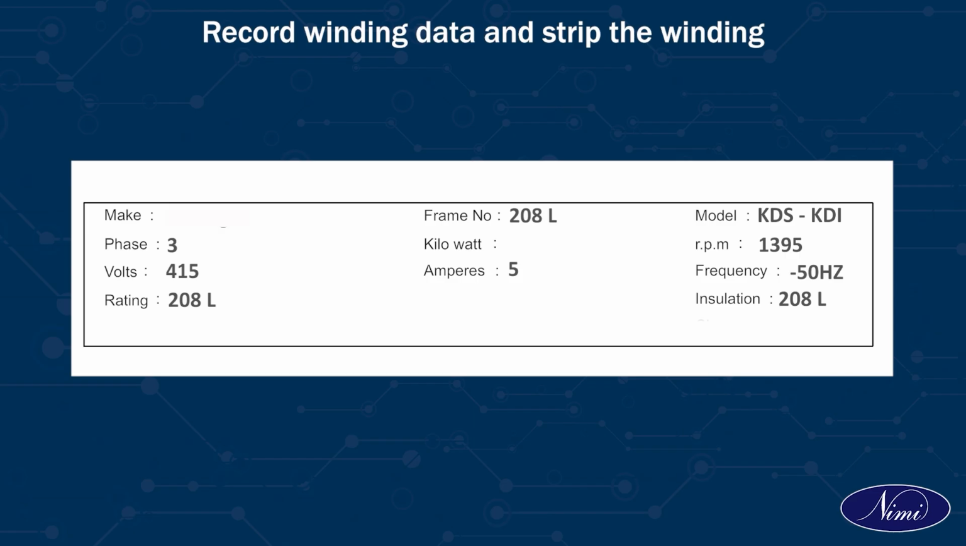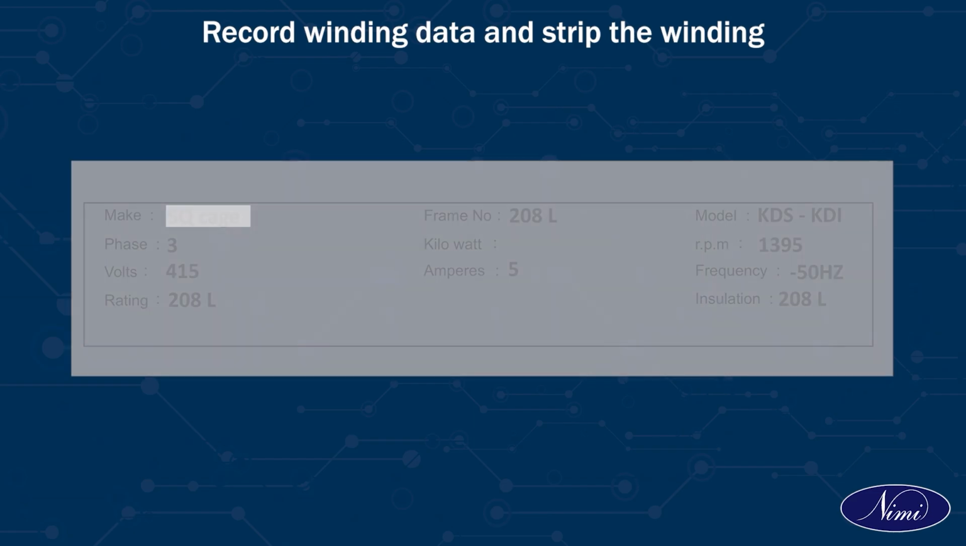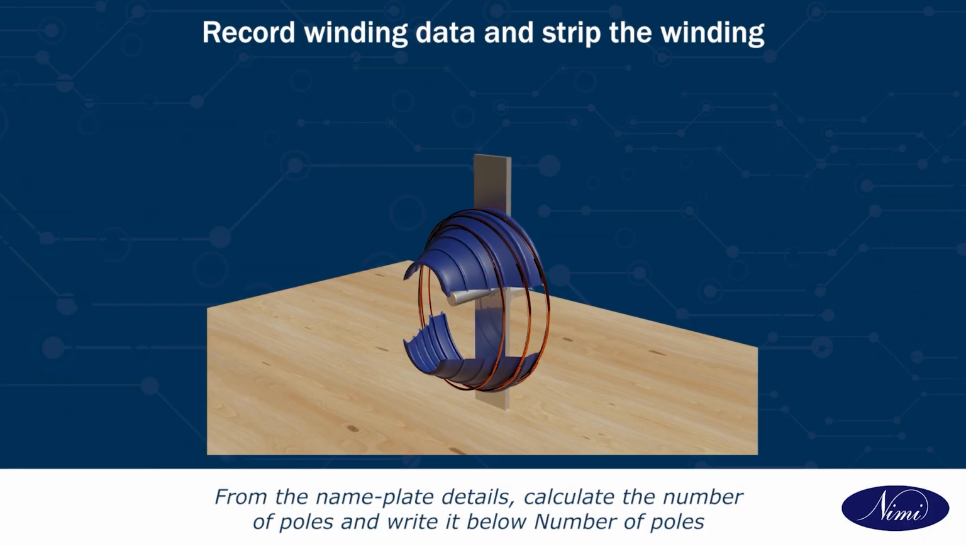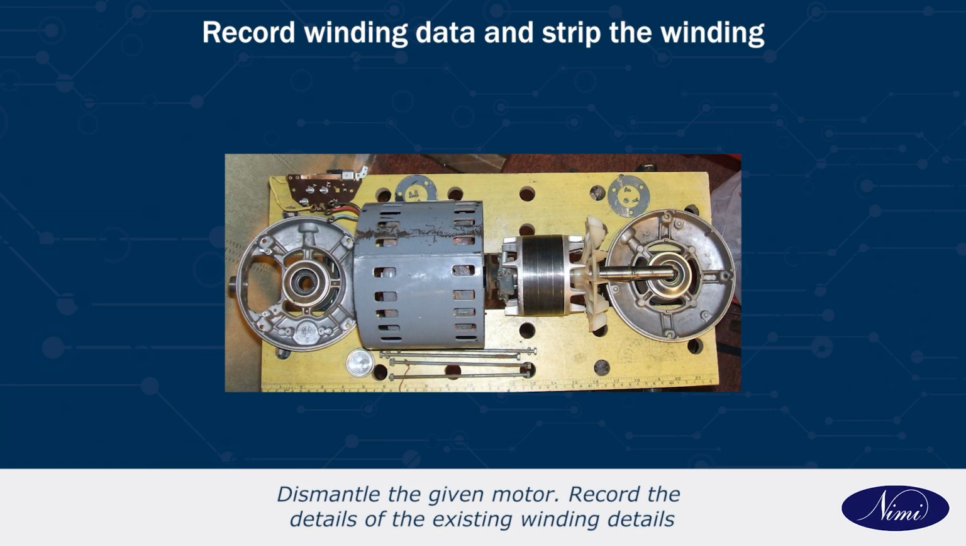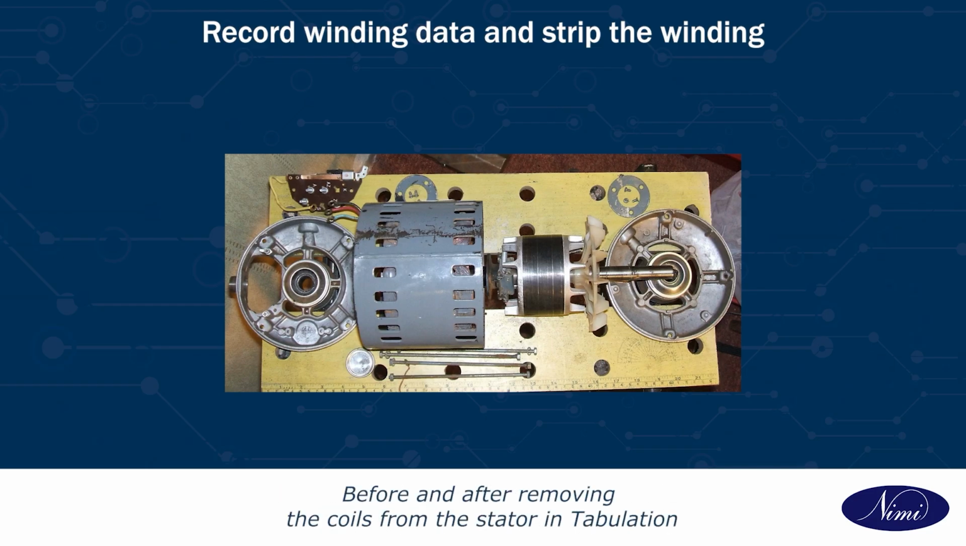Induction motor. Make, phase, volts, frame number, kilowatt or HP, amperes, model, RPM, frequency. From the nameplate details, calculate the number of poles and write it below. Number of poles. Dismantle the given motor. Record the details of the existing winding before and after removing the coils from the stator in tabulation.